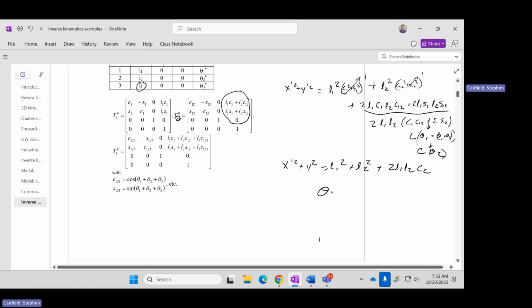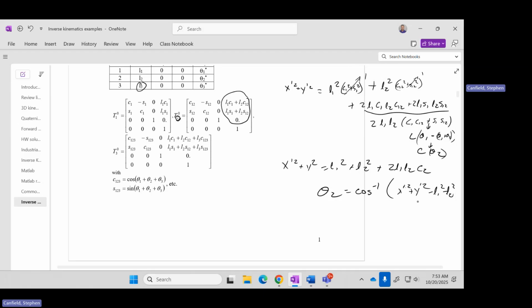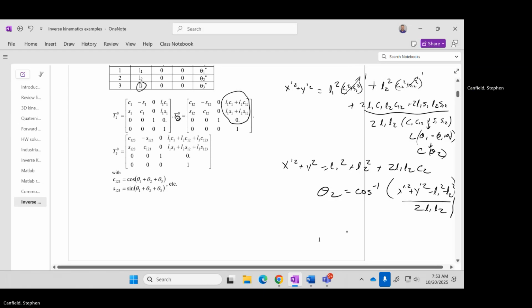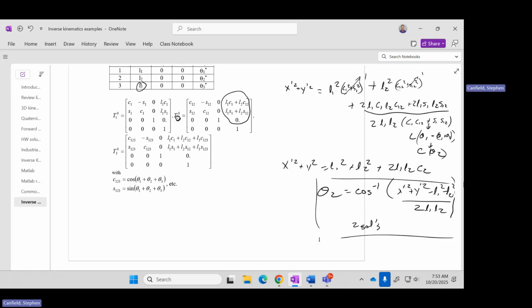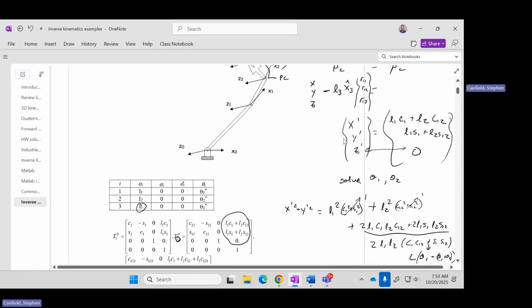So I'm going to solve for theta 2 as the inverse cosine of x prime squared plus y prime squared minus L1 squared minus L2 squared, all over 2 L1 L2. And that'll give you two solutions for theta 2. Now I've got to go back and solve for theta 1.